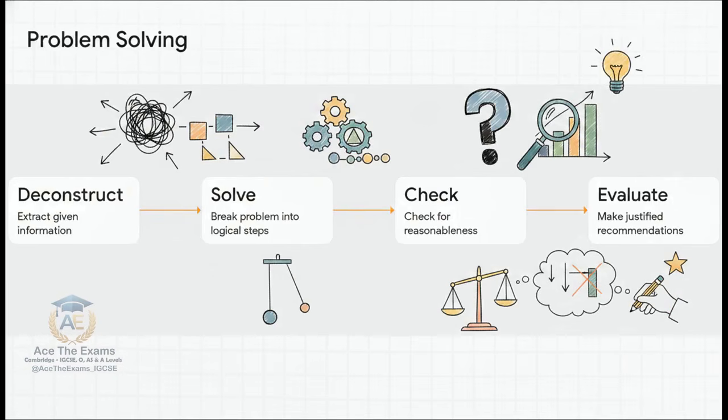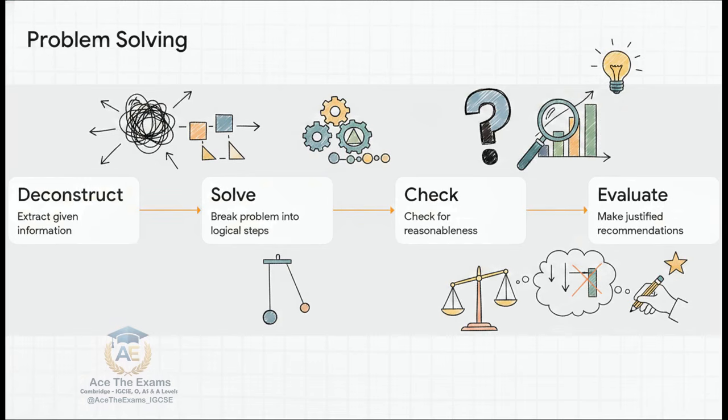When tackling these specific examination questions, you can also think of this as the deconstruct, solve, evaluate method. You are carefully extracting relevant data and selecting your analytical framework. This is a highly active process. You deconstruct the messy, complicated paragraph they give you into clean, logical steps. You solve it systematically. Then, and this is where A-star students really separate themselves from the pack, you evaluate the evidence quality. You check for reasonableness.